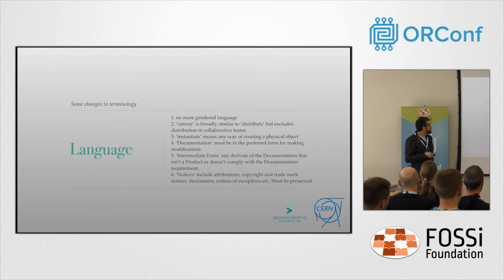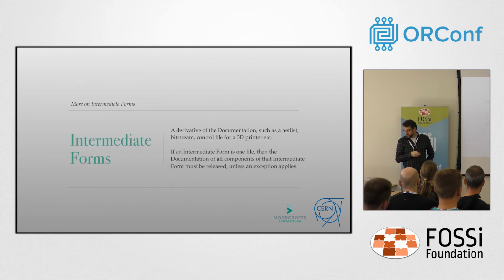An intermediate form is any derivative of documentation that isn't a product, and I've just spotted the typo. I'll explain a little bit more about how that actually works, but for example, a bitstream would be an intermediate form. And notices is pretty broad. The idea of a notice is something that you have to preserve from iteration to iteration. So if you take a design and make any changes to it, then you have to put information in the notice file about how the changes have been made, what they've been. But you also have to retain all the existing notices in there, and they're things like copyright notices and trademark notices. And there's also this ability to put some exceptions in as well, which I'll mention briefly.